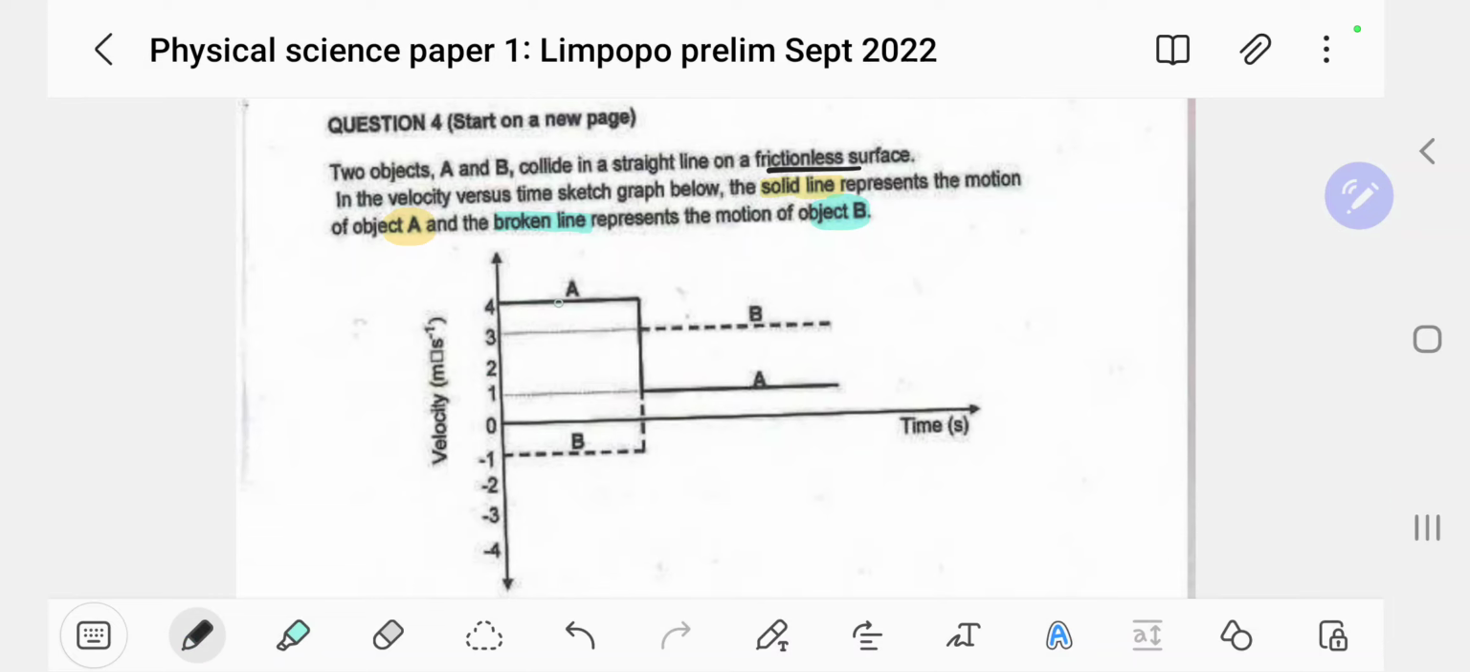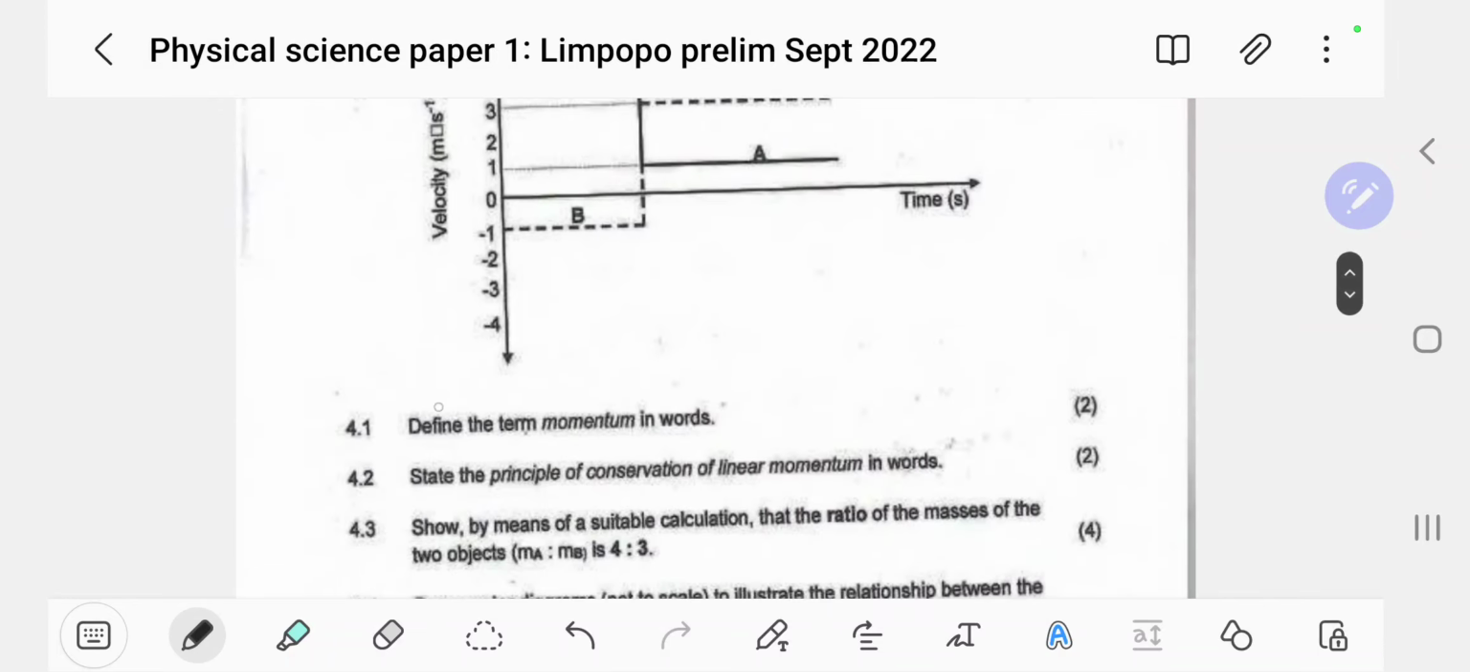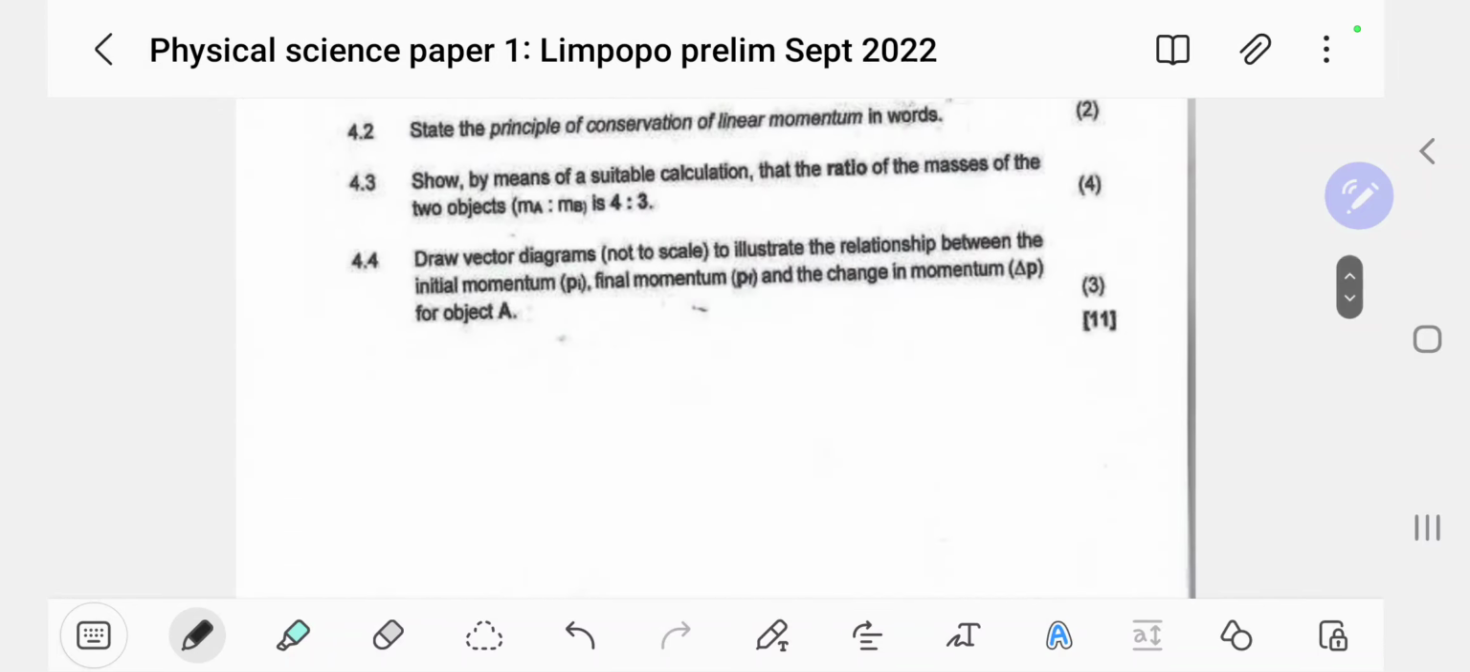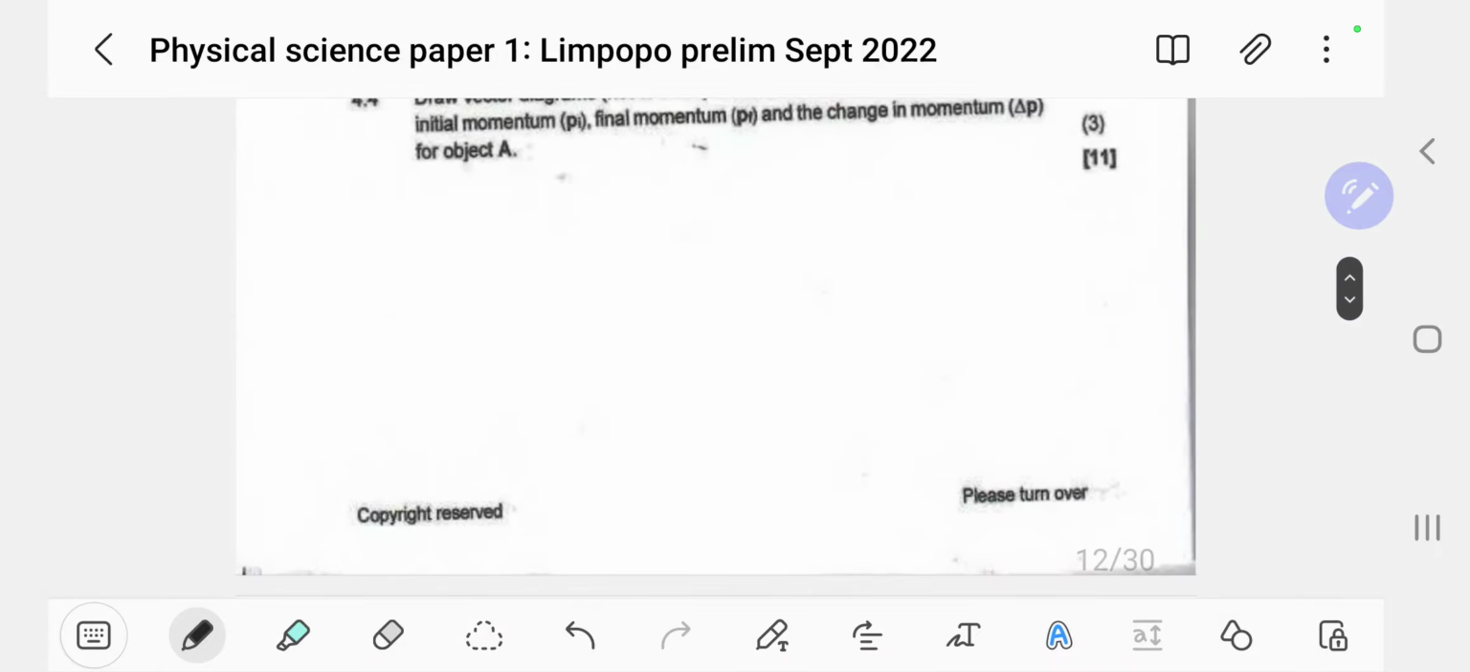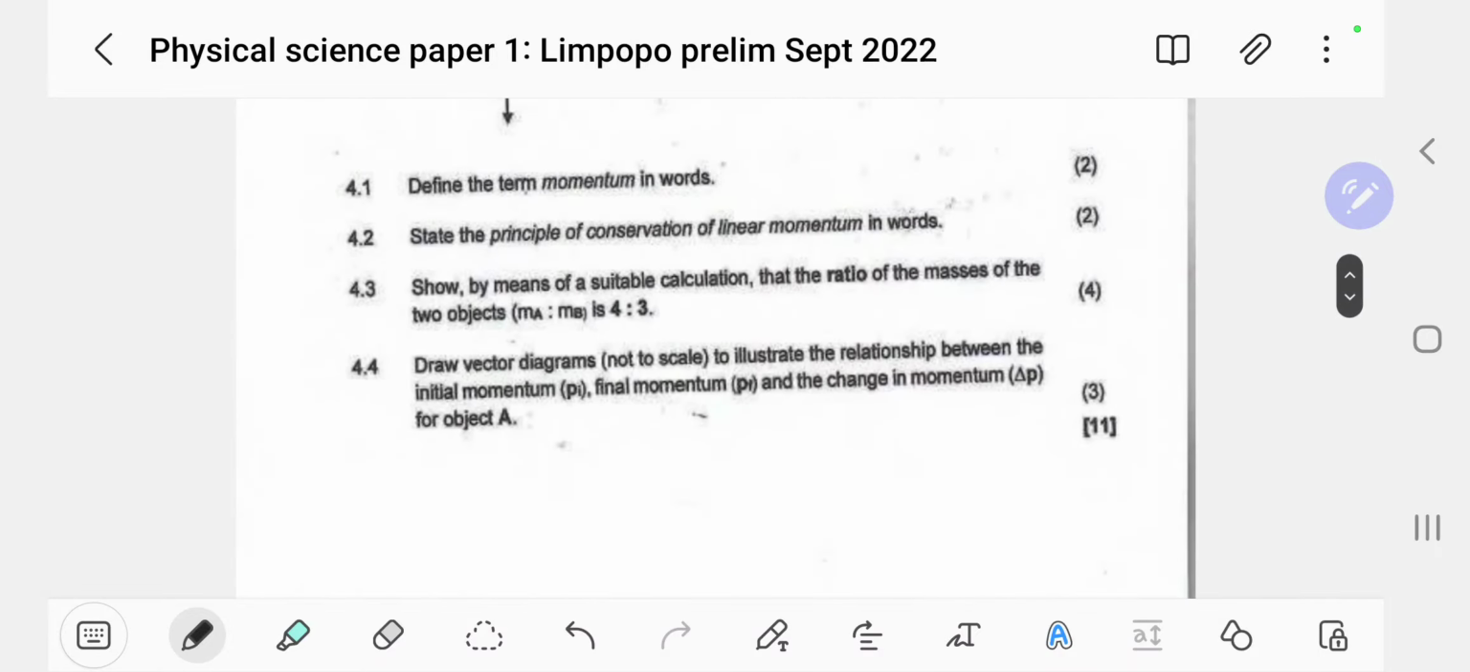We can see object A is moving at 4 meters per second, and then something happens, and it ends up moving at 1 meter per second. Object B was initially moving at minus 1 meters per second, and then all of a sudden it's moving at plus 3 meters per second. Okay, easy. Now we're told to define the term momentum. Again, these are easy marks. I didn't give myself quite enough space, so let's write here.